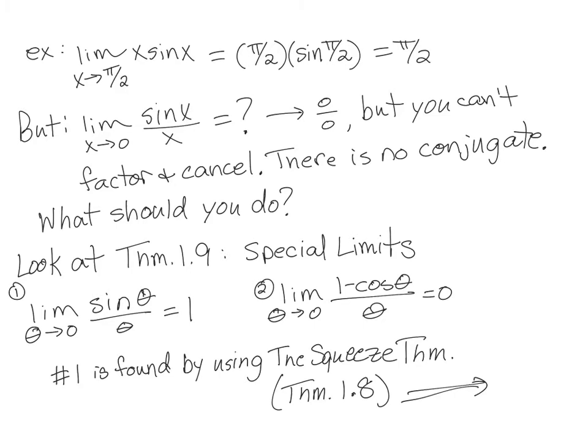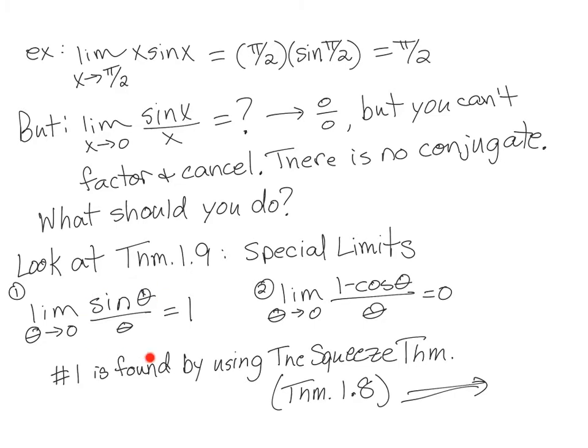There's no conjugate to multiply by, so I can't use that little trick. So what do we do? Let's look in the textbook. Theorem 1.9 gives you two special limits. You have this limit right here, where you have the sine of something divided by the exact same something, and these two somethings both go to 0. When you get this limit, it comes out to be 1. I know, crazy, right?